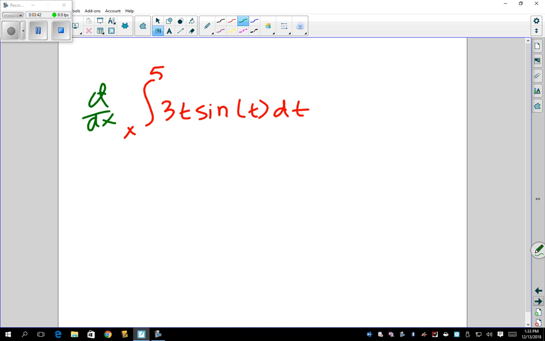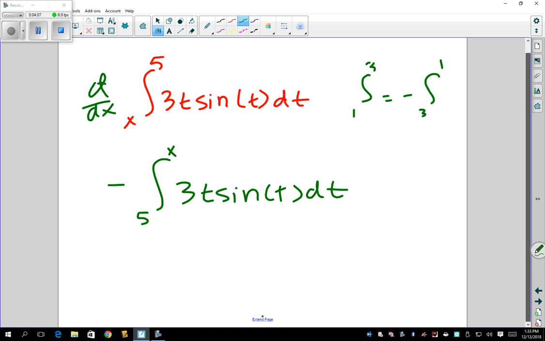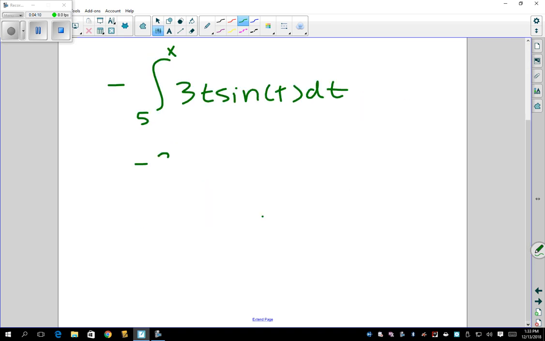So if we remember our integral properties, if we take the integral from 1 to 3, that's the same as the negative integral from 3 to 1. So when we switch the bounds, we add a negative sign. So all we need to do is add a negative sign to take this from 5 to x, 3t sine t dt, and now I can use the fundamental theorem of calculus. So now wherever I see t, I want to plug in x, and then times the derivative of x, which is just 1. So I just end up with negative 3 sine x.